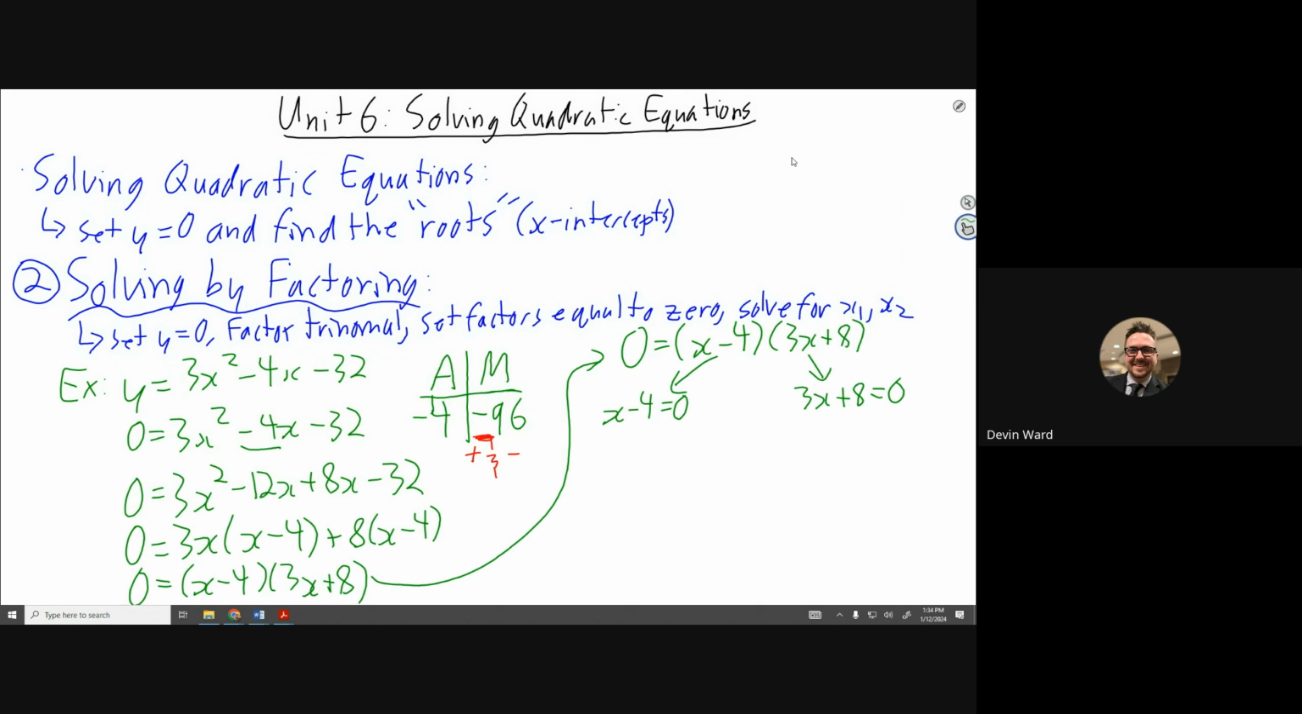Okay. Now I solve for each x. Bring the 4 over. I have x1 equals 4. I have 3x equals negative 8. So x is equal to negative 8 over 3, and this is my x2. Okay, so my solutions are 4 and negative 8 over 3.